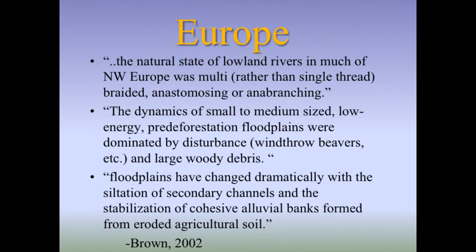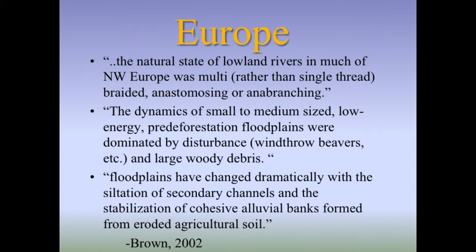So we've said that the Walters and Merritt paper have demonstrated that this is widespread in North America, and we found some other papers that show this was also happening in pre-settlement conditions in Europe. So the natural state of lowland rivers of much of northwestern Europe was multi- rather than single-braided, anastomosing, I have trouble with that term for some reason, and anabranching.